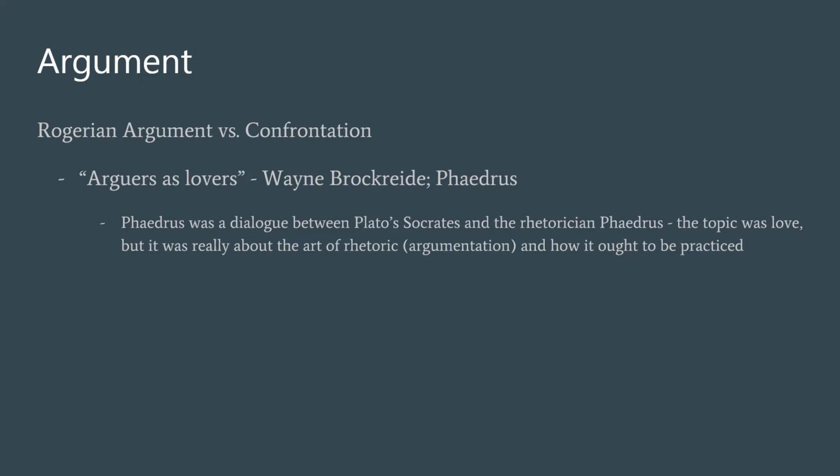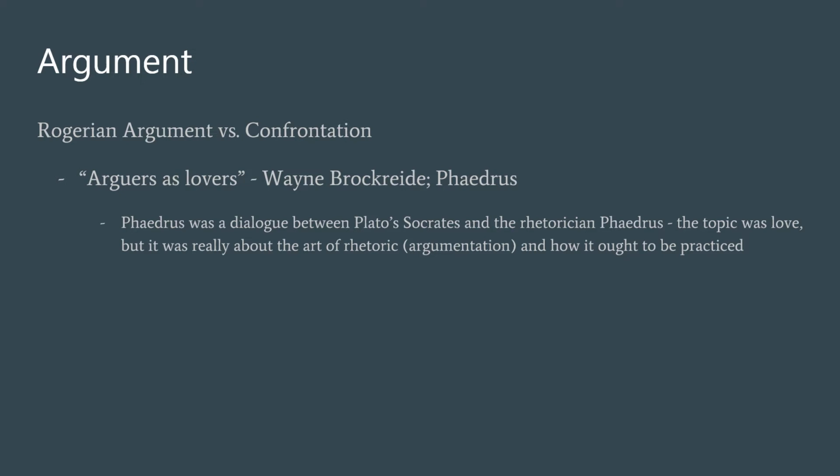Now, there are some examples of this, and my favorite example is from a guy named Wayne Brockreed, and he died very recently. He was an early 20th century logician, a phenomenally brilliant man, and if you ever take a college course devoted to argumentation, one of his texts will be a cornerstone. And he coined the term arguers as lovers. And the idea is not as corny as it sounds.